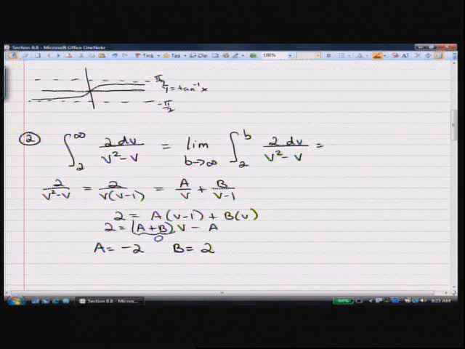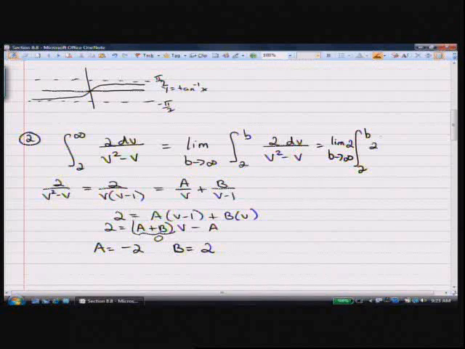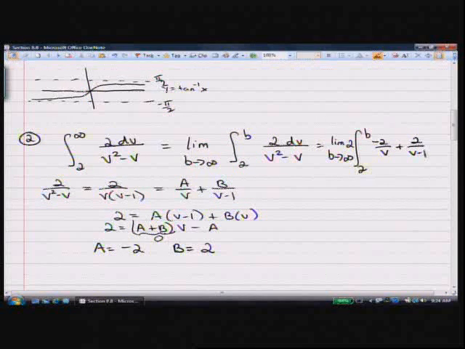And so that means that you can write this as the limit as b goes to infinity from 2 to b. I'm going to bring this 2 in front. It's kind of your choice. If I put the 2 in front, then that'll make this negative 1 over v plus 1 over v minus 1, because that's the 2 from there. Okay, so I factored the 2 out.